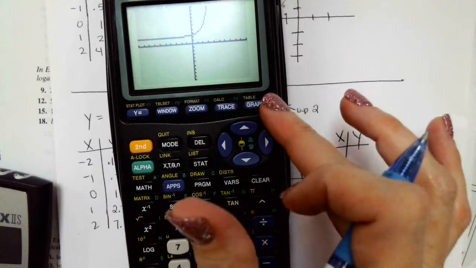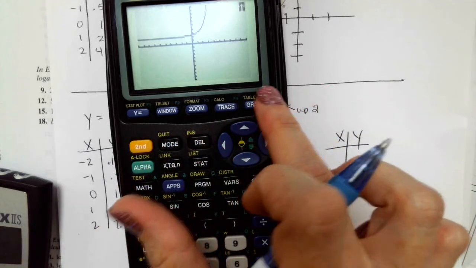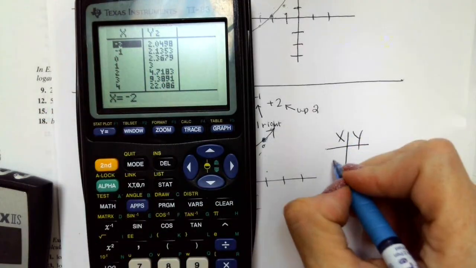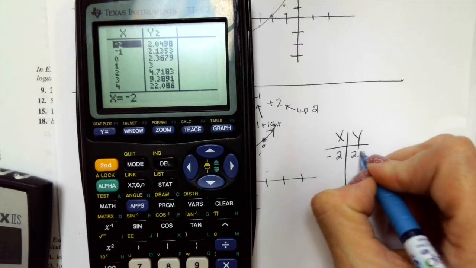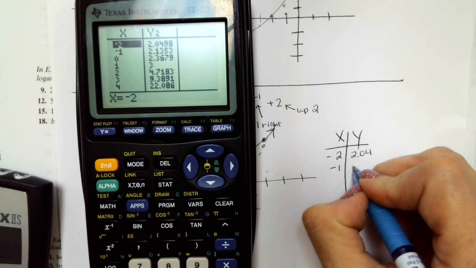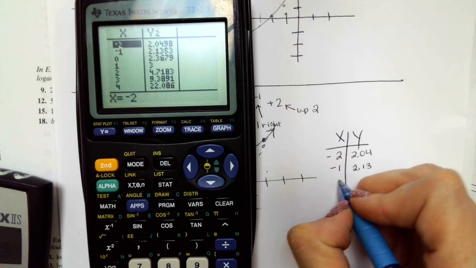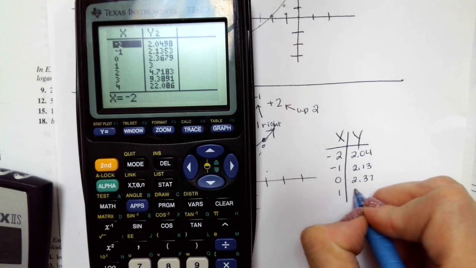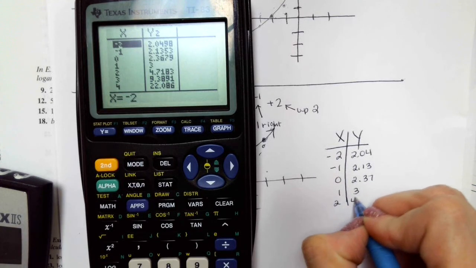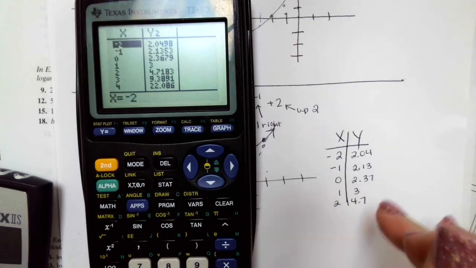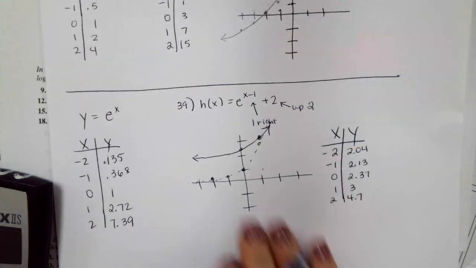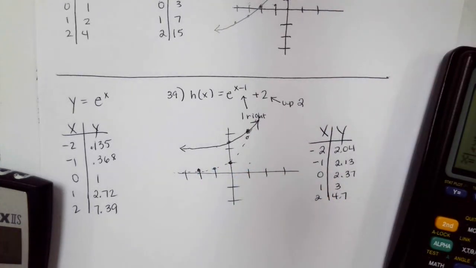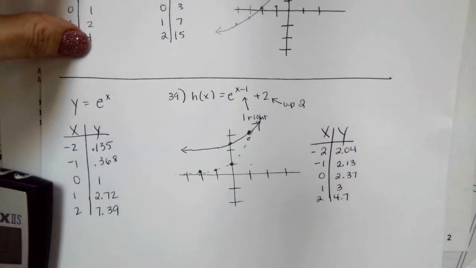And now I'm going to look at the table of values by pressing second and graph. And looking at these points, I have negative 2, 2.04, negative 1, 2.13, 0, 2.37, 1, 3, and 2, 4.7. And then that will give you more than enough justification as to why these points would be here. Okay? All right, so that's 3.1.